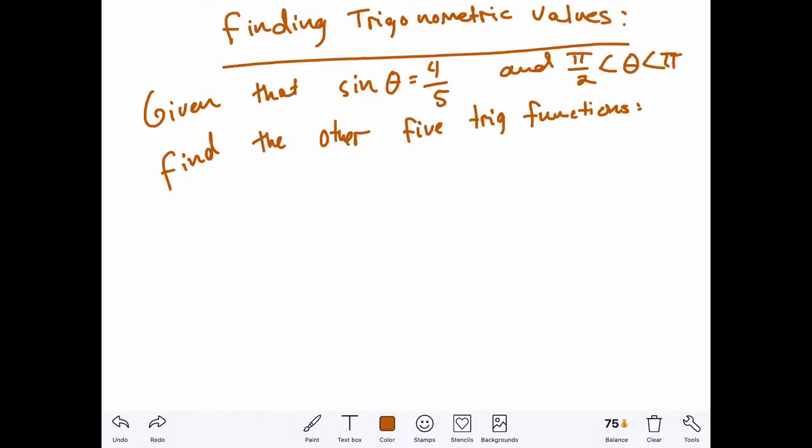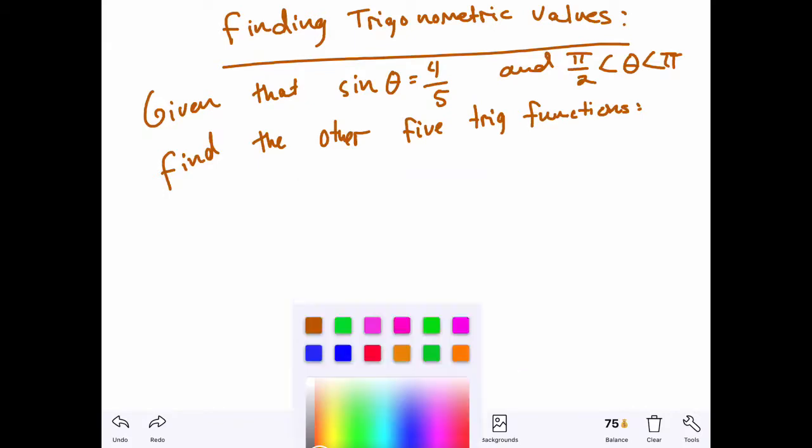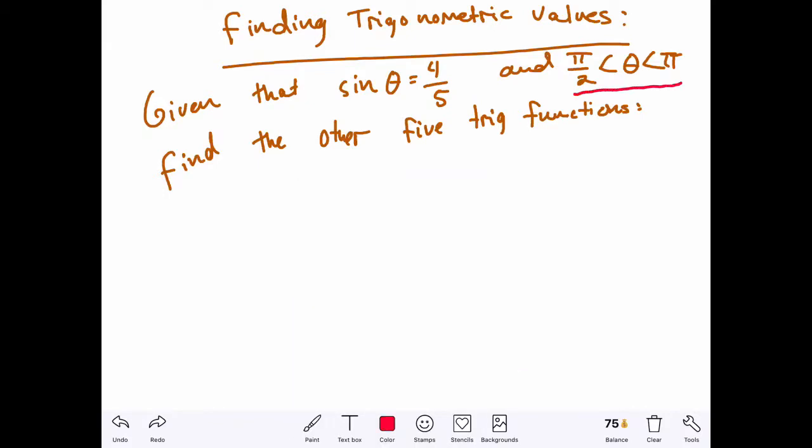Okay, so let's find trigonometric values using our trig identities to help us do that. Given that sine of theta equals 4/5, what quadrant does it tell us we're in? Well, we're less than pi and greater than pi halves, which means we should be in the second quadrant, okay? And that's going to help us in just a minute.